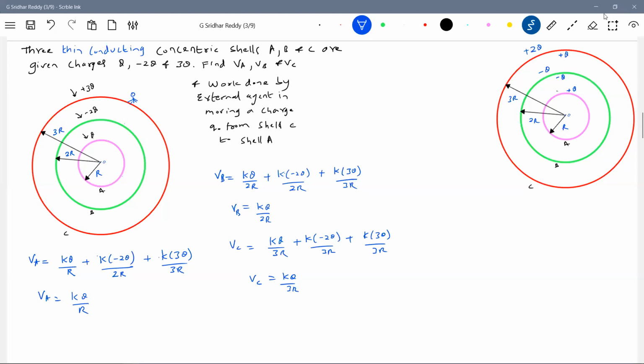Similarly, suppose you want to calculate the electric field here. The field at this point is only due to charge Q, the charge on shell A. If you want to calculate the electric field here, the field is only due to these two charges. The field here is due to all three.